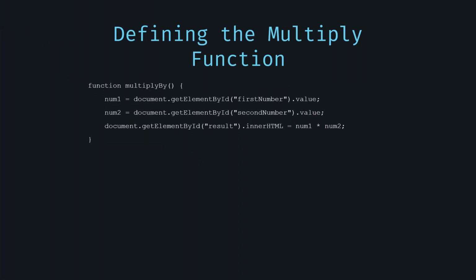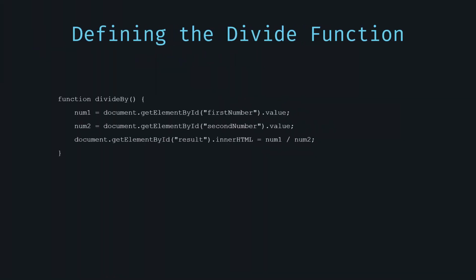Next, let's define the multiplyBy function. This function retrieves the input values, multiplies them, and displays the result in the designated area. Now let's define the divideBy function, which works similarly to the multiply function but performs division instead.